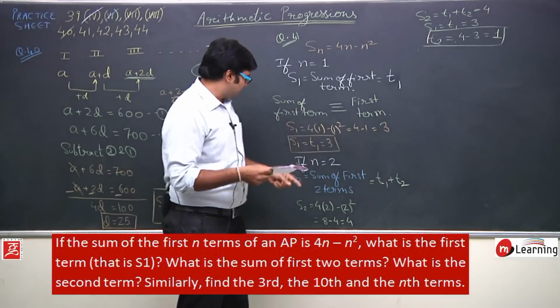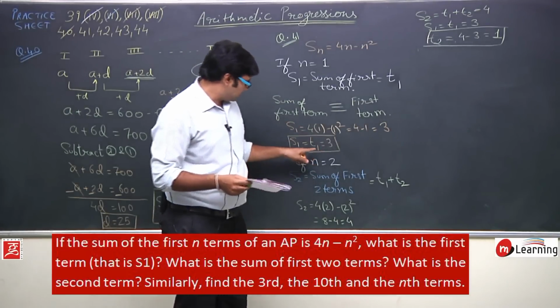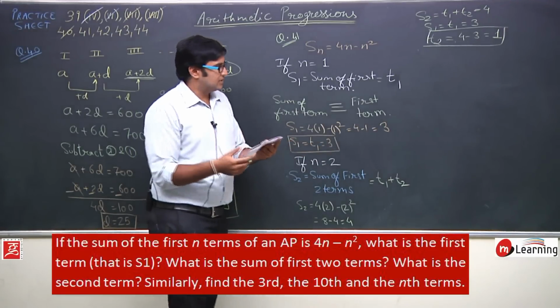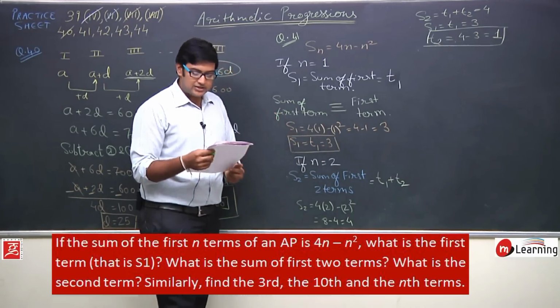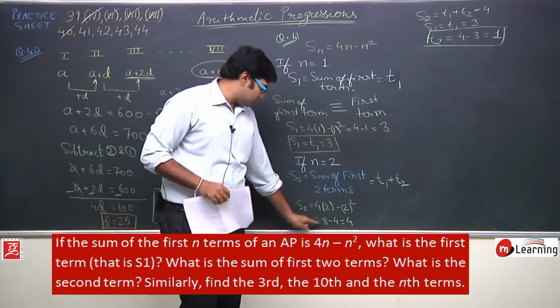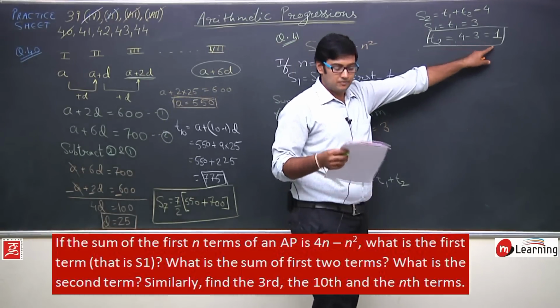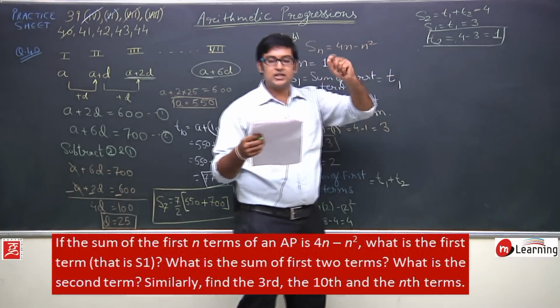And the first term for this AP is 3. So what is the first term? Yes, we have the first term as 3. What is the sum of first two terms? Sum of first two terms is 4. And what is the second term? Second term is 1. After that it says similarly find third term.